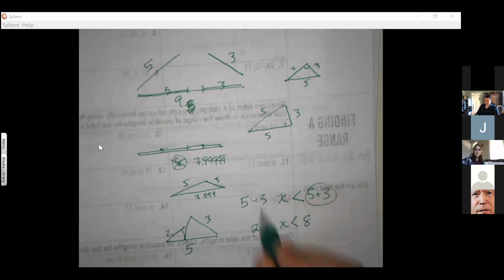We got our 8 by adding these two together, 5 and 3. How do you think we got the 2? You subtract one side from the other. Very good. Subtracting those gives you 2.